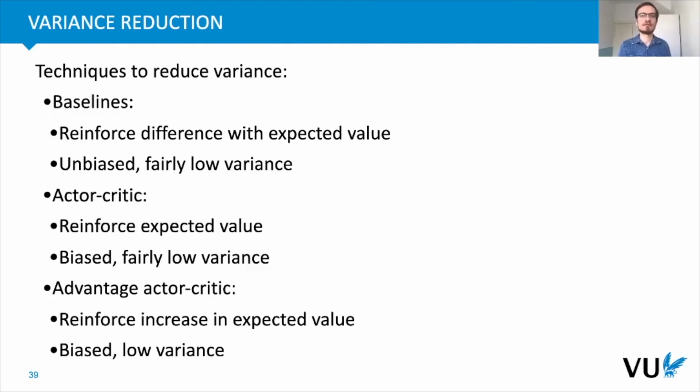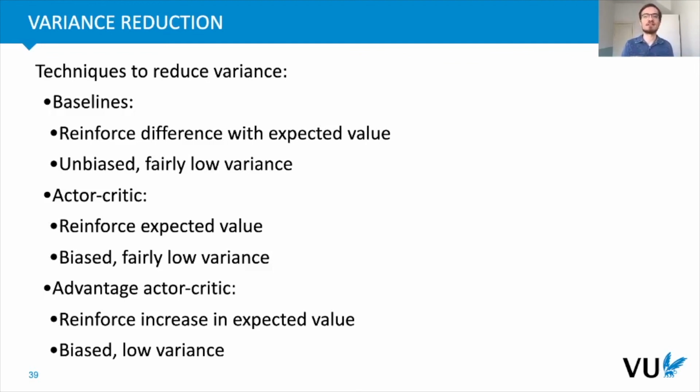So in this part of the lecture, we looked at variance reduction methods for policy gradients. First, we introduced baselines, which subtract a value from the discounted reward to go, and it gives an unbiased and pretty low variance estimate of the gradient. Then we looked at Actor-Critic. It reinforces based on the expected value of taking an action. This is a bit biased, but it has pretty low variance, so it's pretty good.